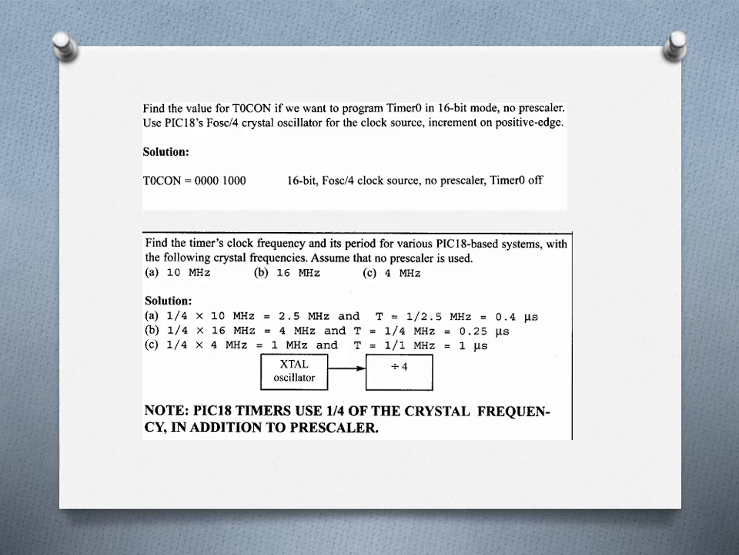So suppose the crystal frequency is 10 megahertz. What does it mean? 10 megahertz divided by 4, you will get around 2.5 megahertz. Finding the time, you will get 0.4 microsecond. Suppose the crystal frequency is 4 megahertz, you will get 4 by 4, which is 1 megahertz. And the time is 10 power minus 6, it's 1 microsecond.